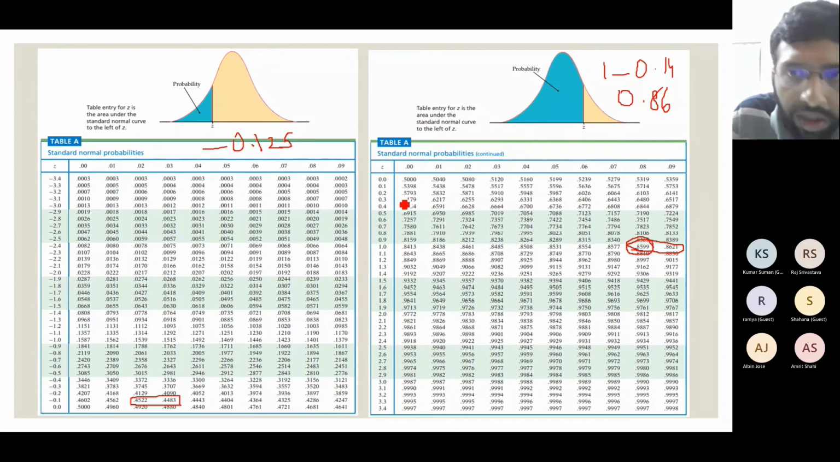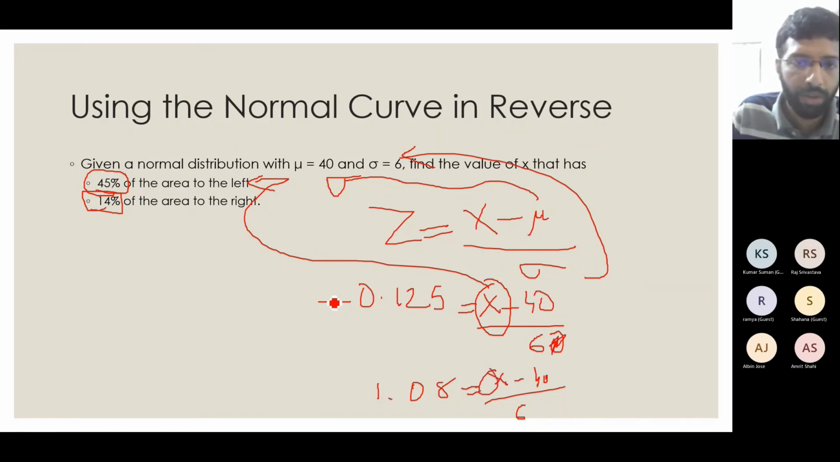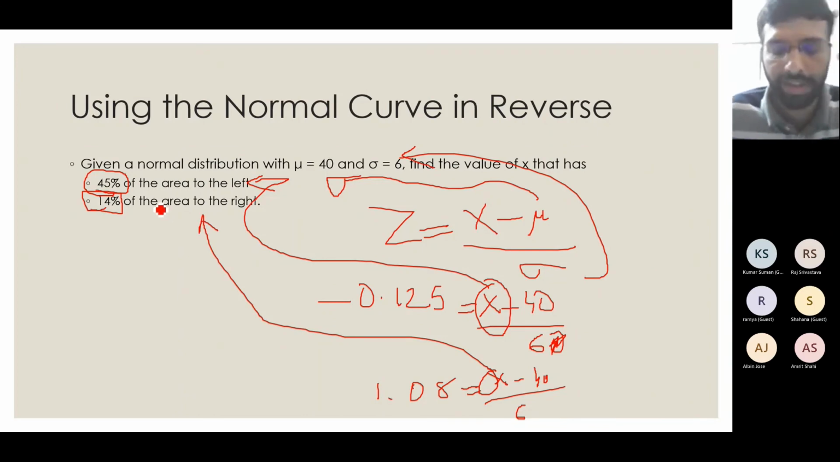So that value is 1.08. So in the same way I will do 1.08 equals x minus 40 by 6, not 60 here, 6. So this x value will give me my answer. So these are the two ways in which I can use the normal table. With the z-score I can find the probability of a particular value, and with the probability I can find the z-score corresponding to a particular probability. So these two use cases we will be using throughout in our estimation as well as hypothesis testing cases.